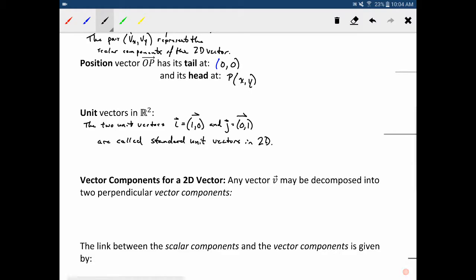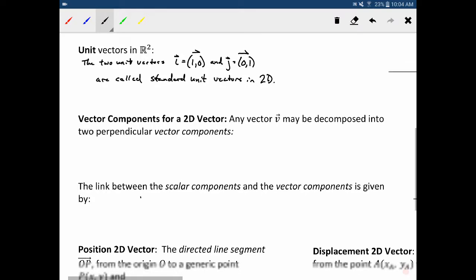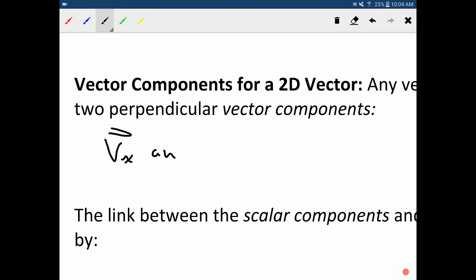So, vector components for 2D. Any vector v may be decomposed into two perpendicular vector components. What this means is that we can build any vector out of Vx and Vy. These are parallel to the unit vectors.